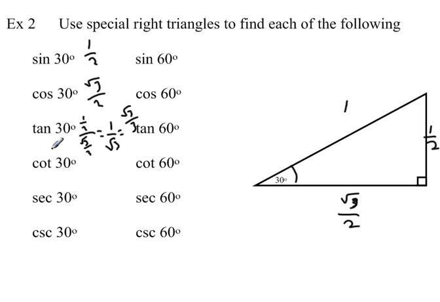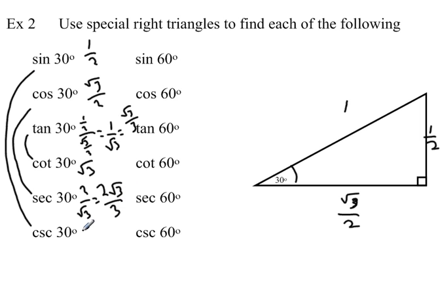Okay, cotangent. So I need the reciprocal of tangent. I'm not going to use the reciprocal of this last quantity. I'm going to use the reciprocal of this one, which is much easier to work with. That's just the square root of 3. Secant would be 2 over square root of 3, which if we rationalize is 2 square root of 3 over 3. Cosecant is going to be 2 over 1.